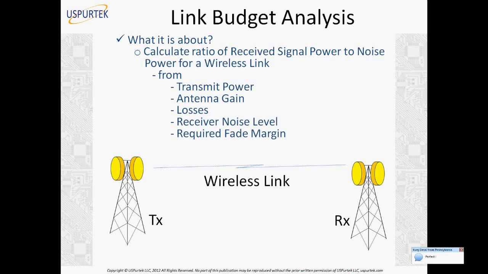Okay, so what is link budget analysis? Ultimately, I just want to know what my received signal to noise power ratio is for a wireless link. I need to have enough signal power on my handset so that I can receive my call, so that I have enough bars showing on my cell phone to make it usable, right? So our whole objective in link budget analysis is to calculate the ratio of received signal power to noise power for any wireless link.